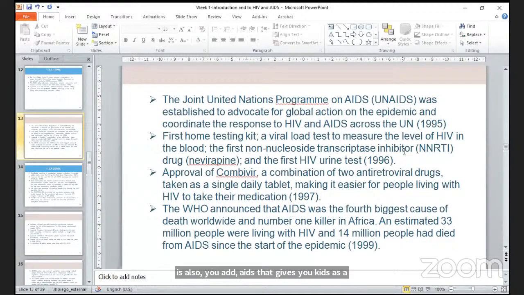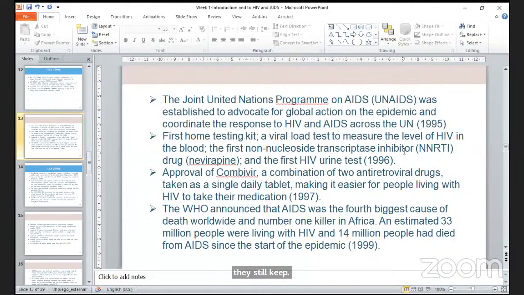Then we have 1996, the discovery of several things here. First, the home testing kit, which you can buy and go with home, like the kits that are normally bought from the shops today. The viral load test was also discovered, which was able to tell to what extent the person is infected, how many virus particles there are in that person's blood, per cubic millimeter of blood. So there are three things here: first is the first home testing kit, and a viral load test was also discovered.